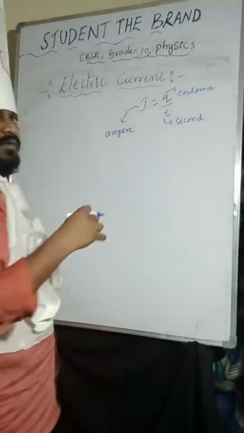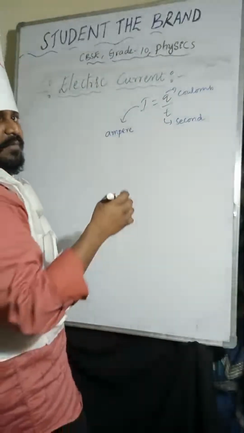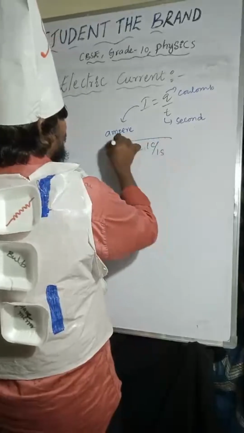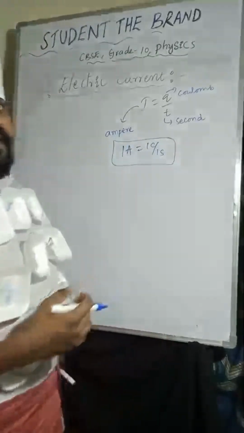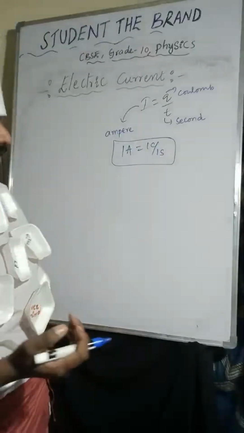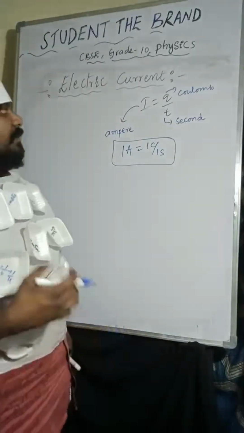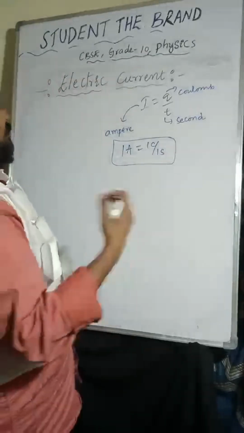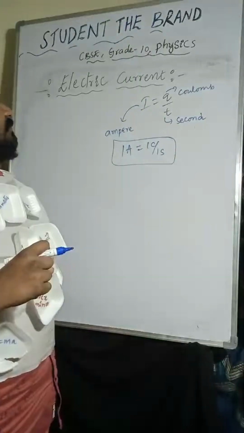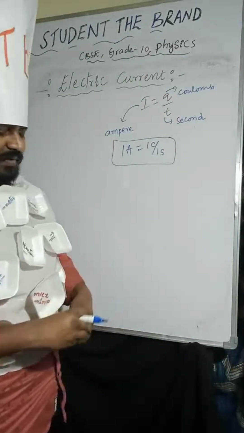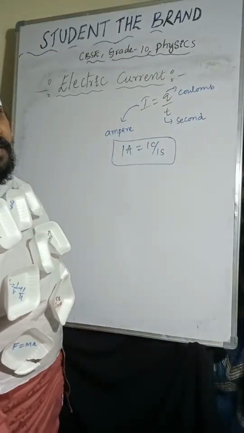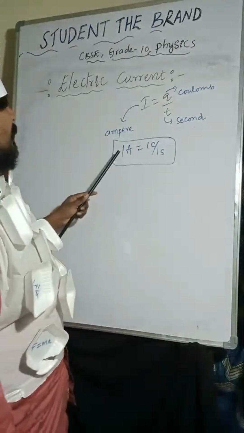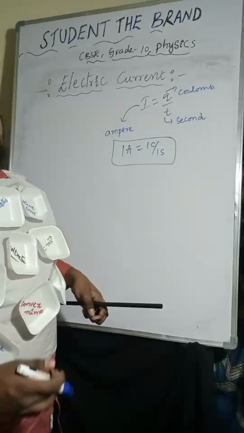So 1 ampere is defined as 1 coulomb per 1 second. The SI unit of current is ampere, the SI unit of charge is coulomb, the SI unit of time is second. The rate of flow of charge is called electric current. 1 ampere is defined as 1 coulomb of charge flowing through a unit cross section area per second. So 1 ampere equal to 1 coulomb per 1 second.